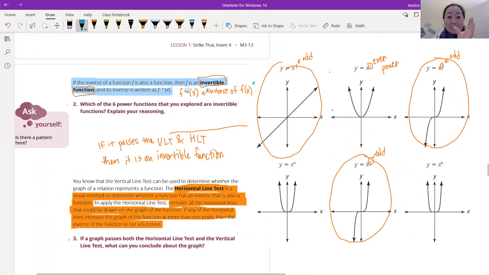Not you, the U. And so some people noticed, oh, it's the 1, 3, and 5. Those are all invertible functions, right? Another person noticed, oh, it's all the odd ones. And all the even powered ones were not invertible, right? So these are invertible.